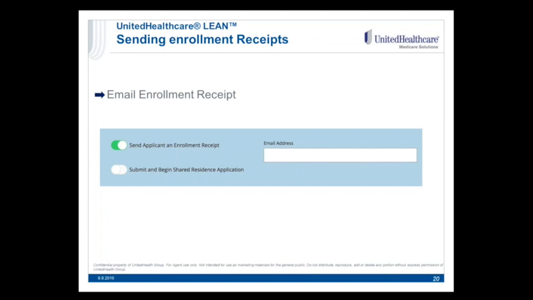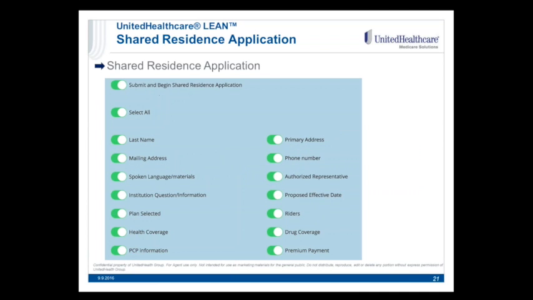And then, if you wanted to enroll 2 people in the same household, we've made it really, really easy for you. You don't have to start all over. You can click over this little button here, Submit and Begin Shared Residence Application. If they're in the same household, whether it's a spouse or whether it's a sister or brother, whoever it is, if you want to do that, you can go ahead and click that over and you'll see the screen.